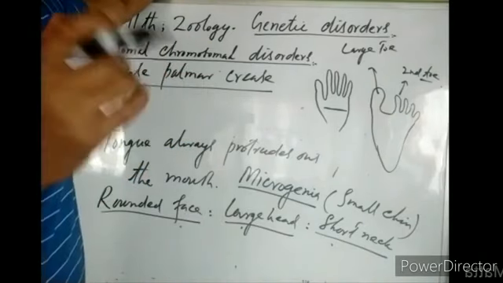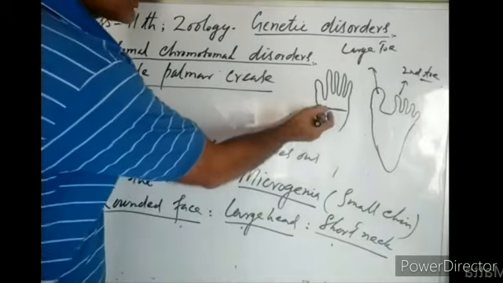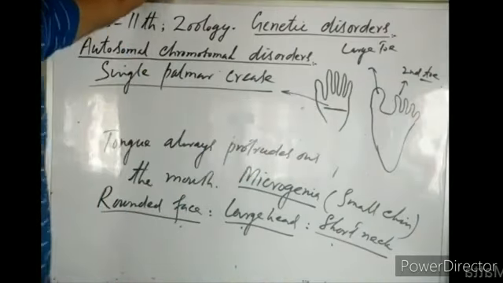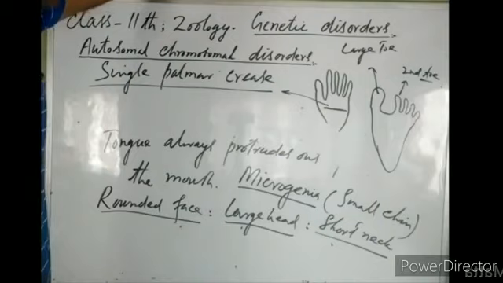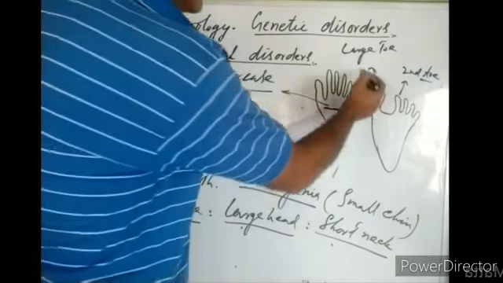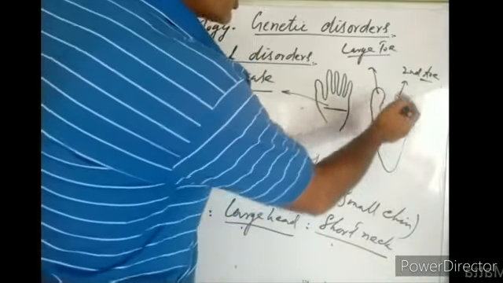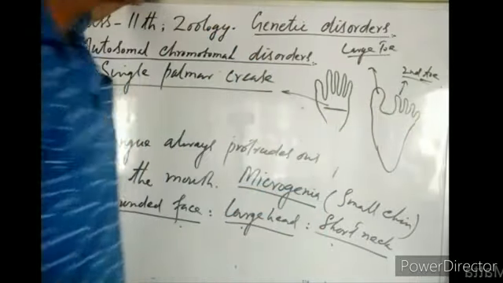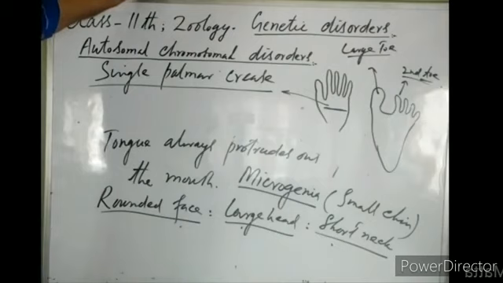In the hands, they have got a single palmar crease. There is a single crease, a single line passing right across the palm. That is why we call it a single palmar crease. And they have got increased space between their large toe, great toe, and the second toe. Right. So these are some prominent features of the Down syndrome patients.